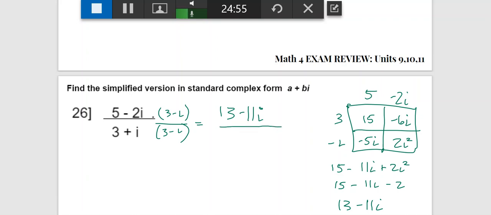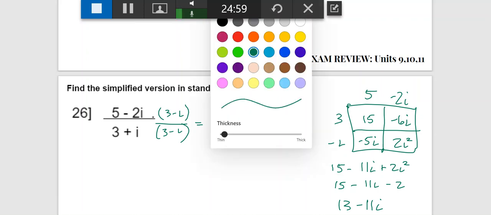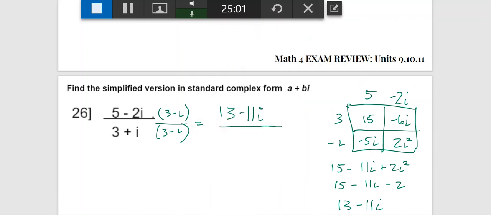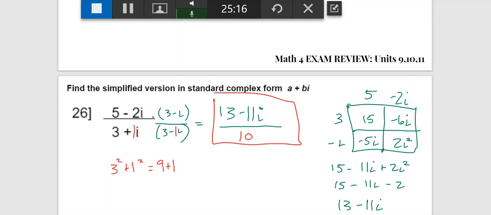And then down here we have a squared and b squared where there is an understood 1. This is a 1i and a 1i, so we're really saying 3 squared plus 1 squared, which is 9 plus 1, which is 10. That is what that's going to look like.